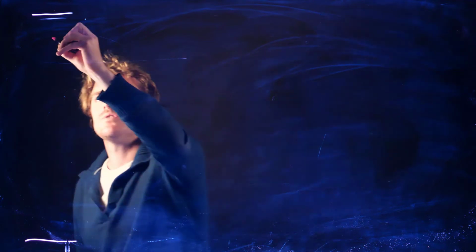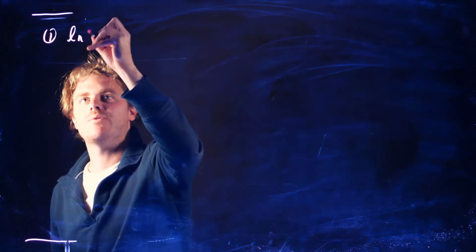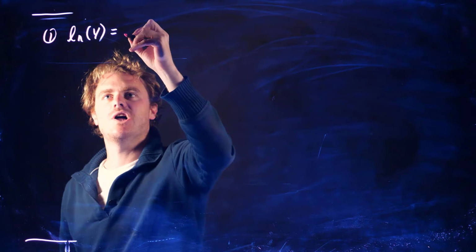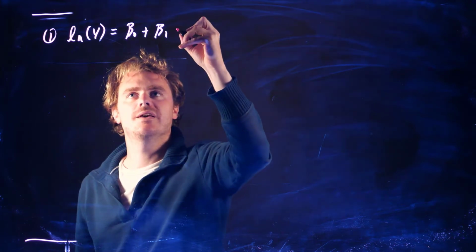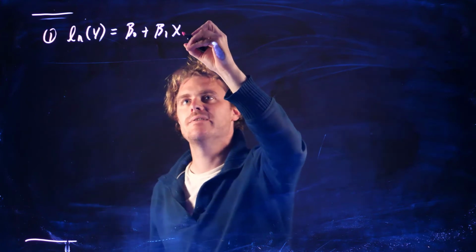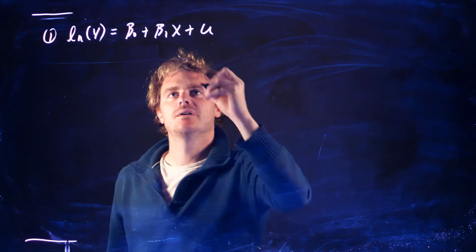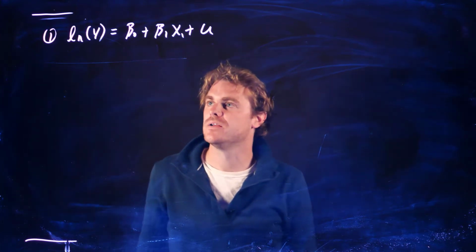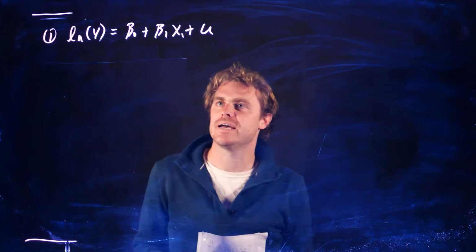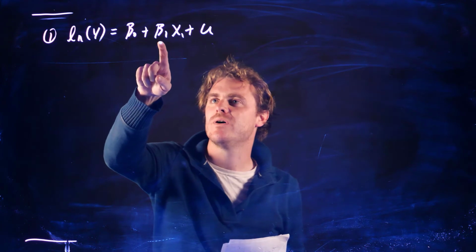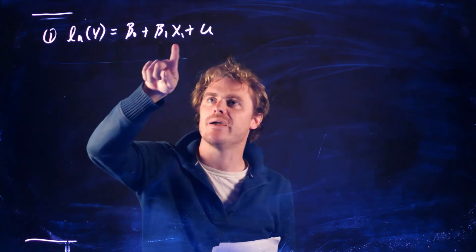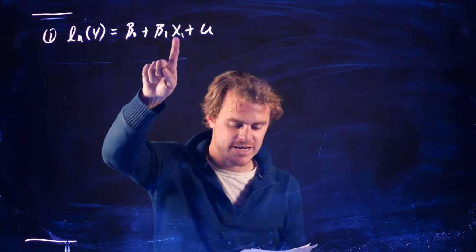So we can think of three different options. The first one that we just talked about is if we have a log on the dependent variable. So we just talked about that. And so what that does is, 100 times beta 1 is the percentage change in y from a 1 unit change in x.